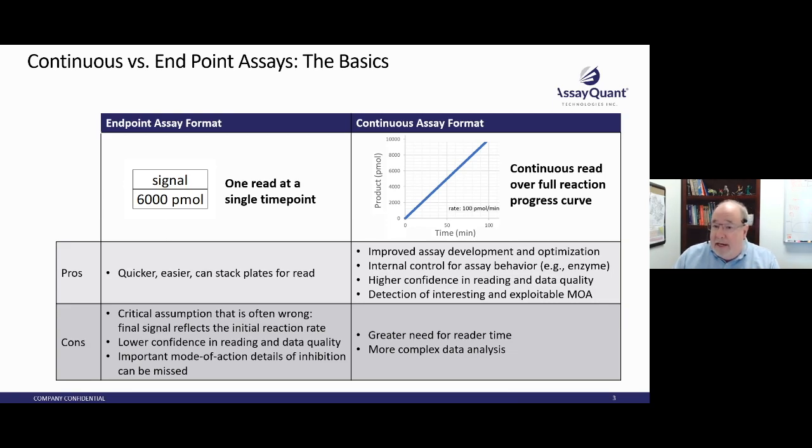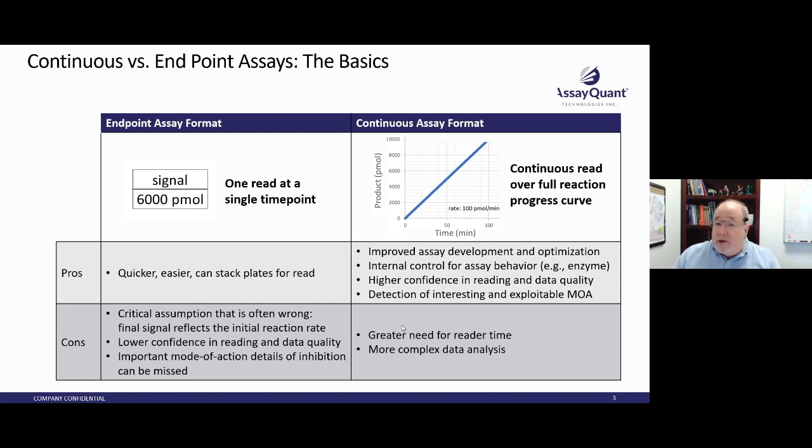And you can detect interesting and exploitable modes of action, which may mean that the final rate that you're getting from the endpoint assay may not be the best rate assumption for what you see in the continuous assay format. And that's a reflection of the accuracy of your assay.